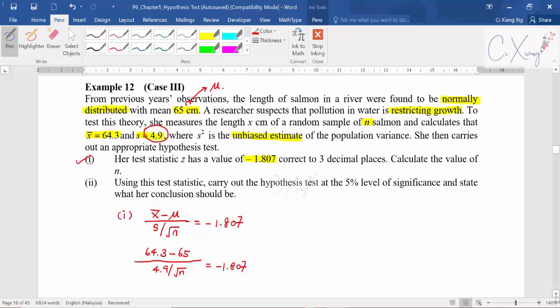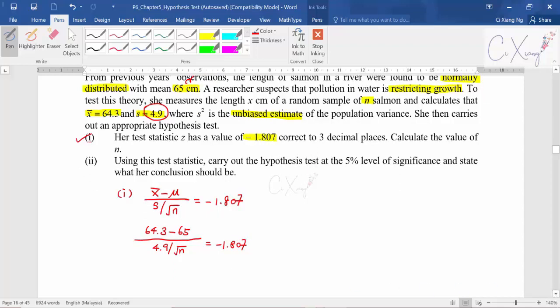Okay, so continue from here. You will be able to get the n. So the n should be around 160. It should be a whole number. So for this case, n should be around 160. Okay, so after that, they want you to, using this test statistic, carry out the hypothesis test at 5% level of significance and state what the conclusion is.